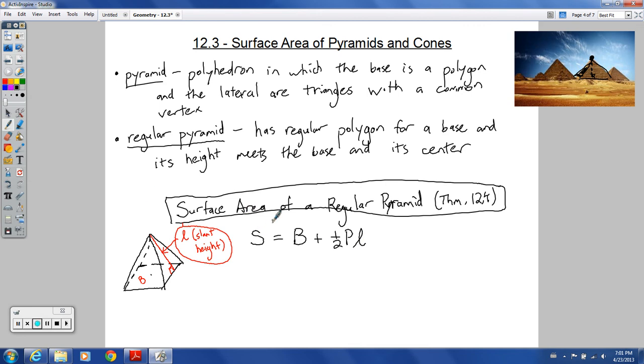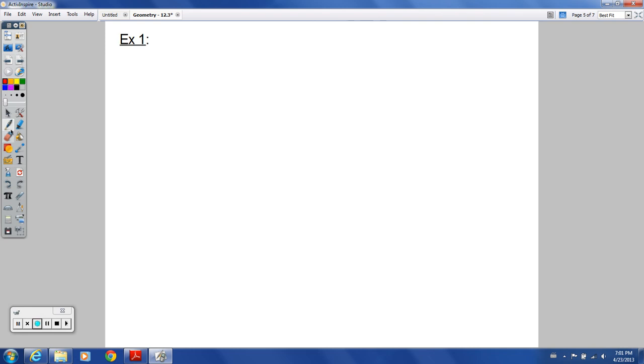And so this is the major thing, or one of the 2 major things to remember for this lesson. And this part right here, if you're ever asked to find the lateral area, that right there is the lateral area, the LA part. So let's check out an example at this point. So this is a square pyramid. Our next one, we'll check out here in example 1.